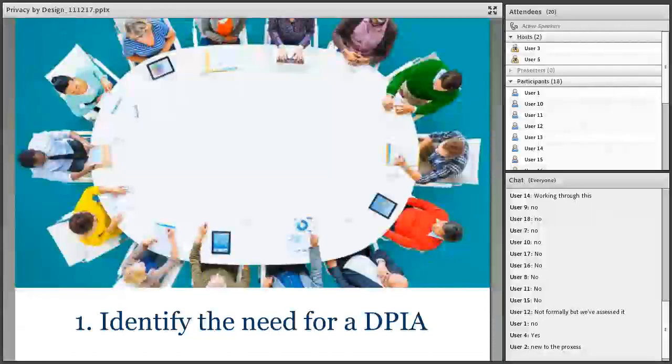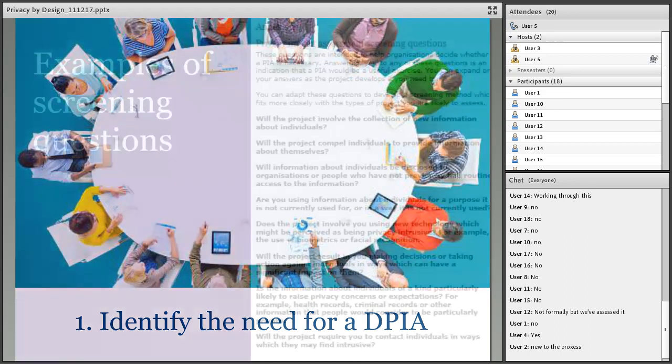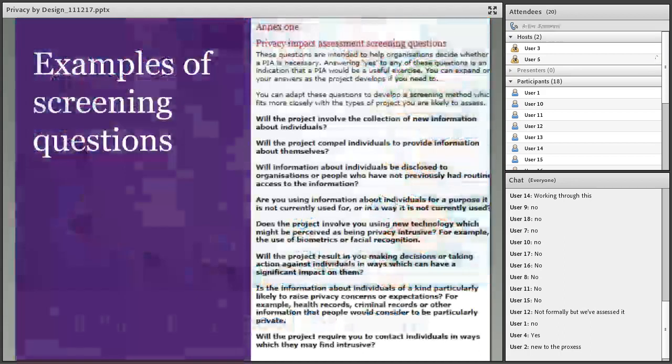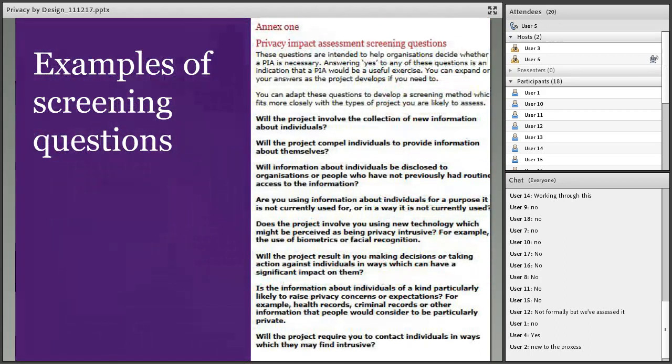So the first step is to identify the need for a DPIA. The need for a PIA or a DPIA can be identified as part of an organisation's normal project management process, but the ICO's code of practice helpfully includes some screening questions that your charity can ask yourself at the start of a project, and it's those questions that will lead you on to determining whether you do or don't need to carry out a DPIA.